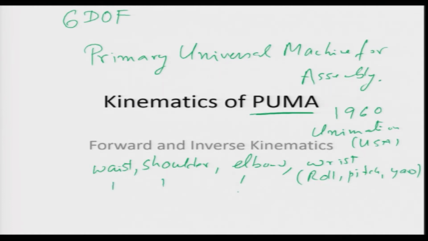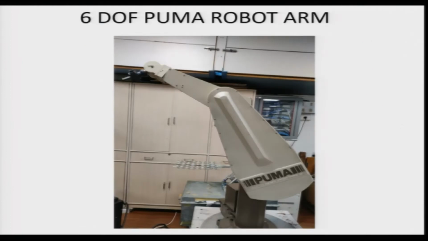So, 1, 1, 1 and 3 at the wrist. So, it is a 6 degree of freedom system. Okay. And so this is what the PUMA robot looks like.